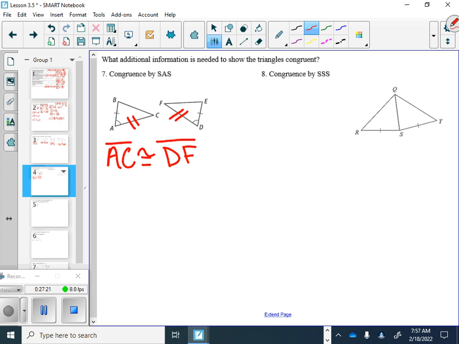And if those are congruent to each other, then I can say that those triangles are congruent by side angle side. Alright, number 8. I need to show that these triangles are congruent by side, side, side.